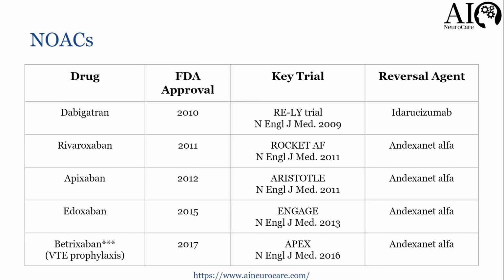The last one is betrixaban, which has not officially been studied in atrial fibrillation. However, it works on the same principle as a factor Xa inhibitor. The study they did was APEX, and that looked at inpatient VTE prophylaxis, and potentially the same reversal agent will work on this particular drug as well. So this is not FDA approved for Afib.